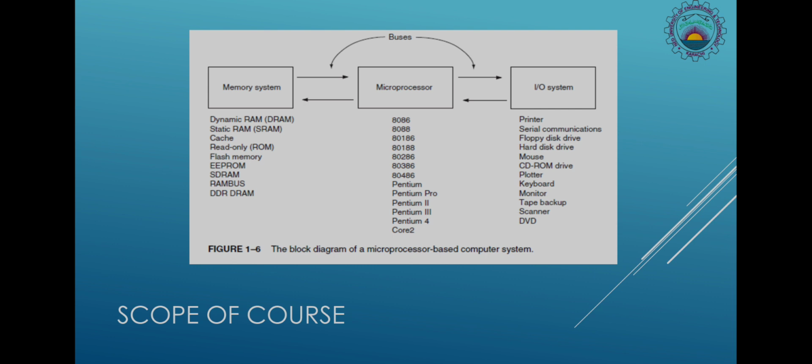So the microprocessor generates addresses. In response to the address, the memory system provides data, and that data is some kind of instruction. The microprocessor receives that instruction, decodes it, identifies which operation is to be performed, and then that operation is performed by the microprocessor.